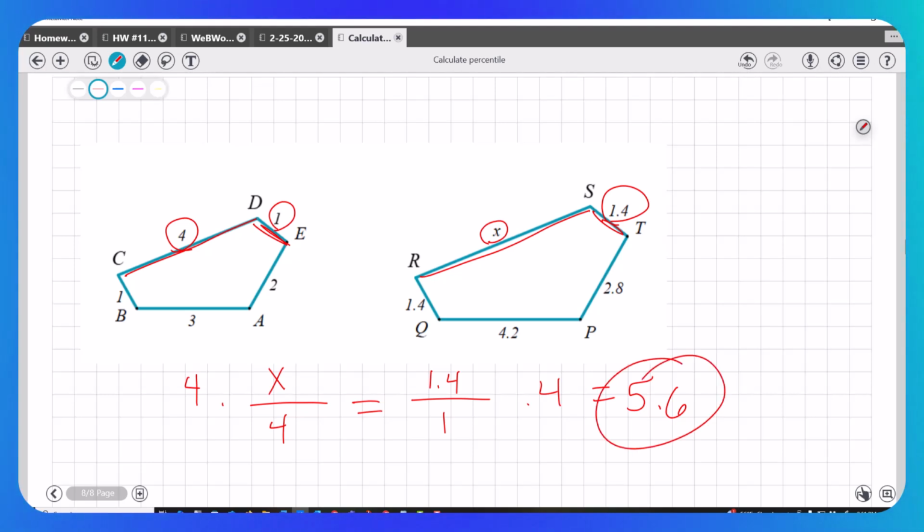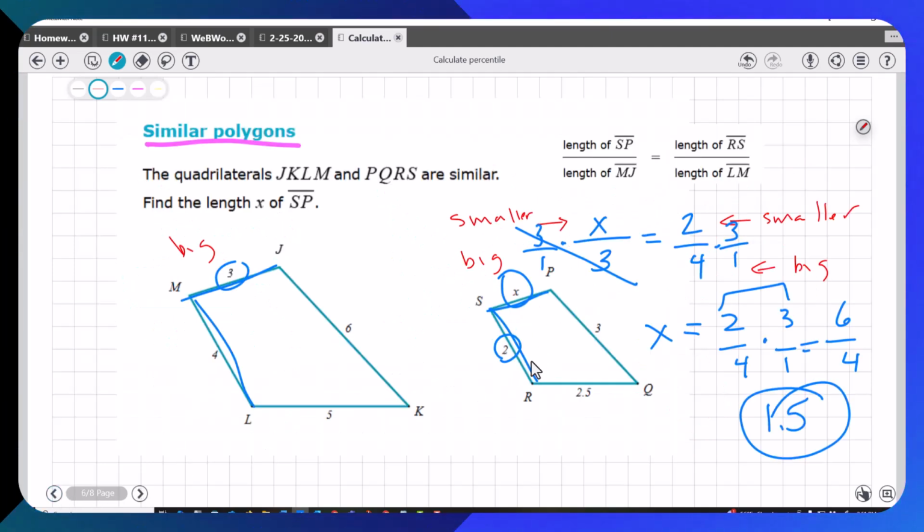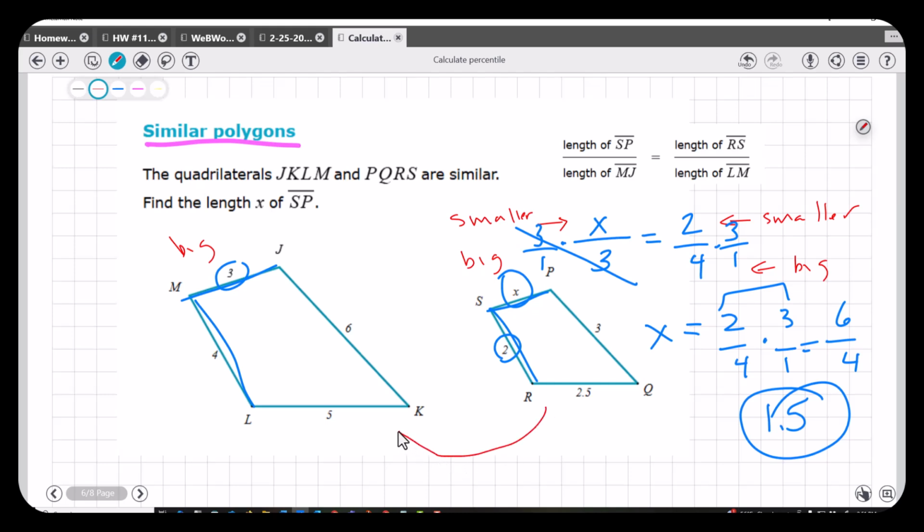So hopefully that helps. And again, this is in this section because this is the whole proportion thing, right? Where you're looking at this is proportionally smaller than this one.